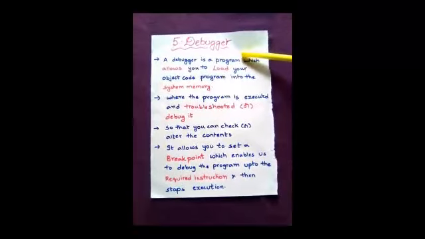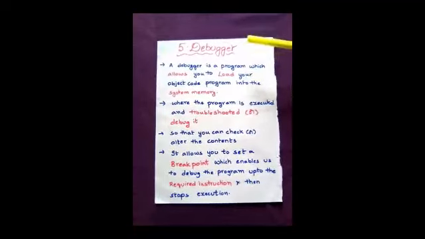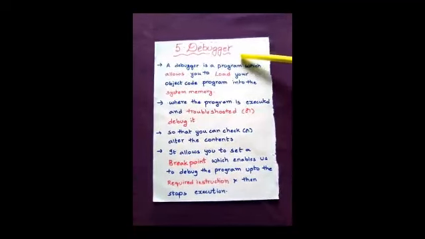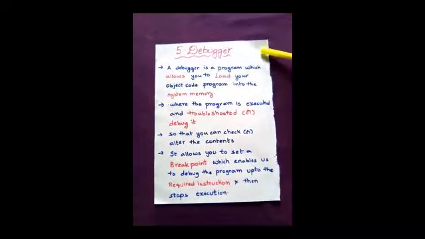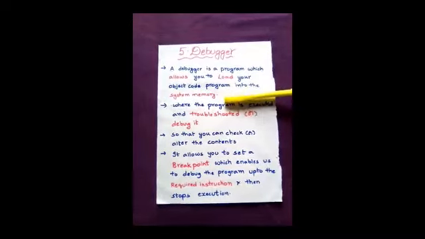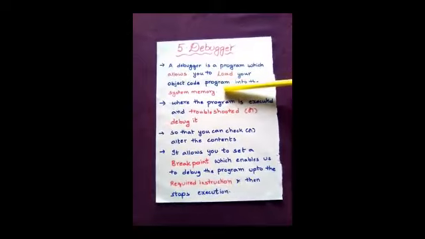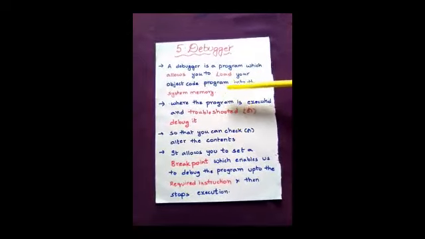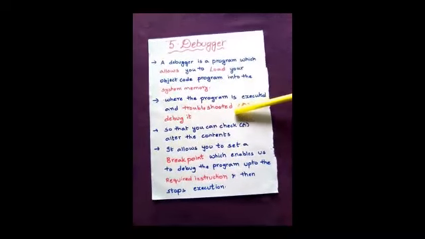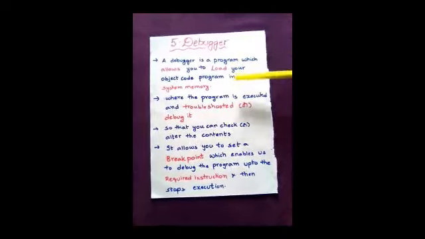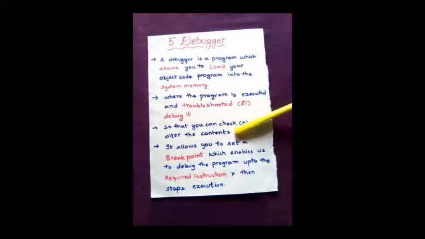The next assembly language development tool is debugger. Debugger is one of the most important program development tools. It is a program which allows you to load your object code program into the system memory, where this loaded program is executed and troubleshot, or debugged. Debug is nothing but finding out the error.